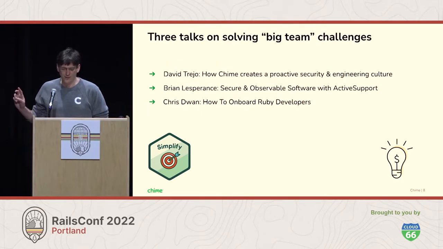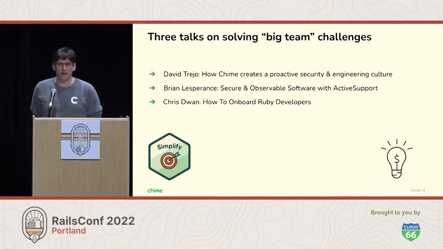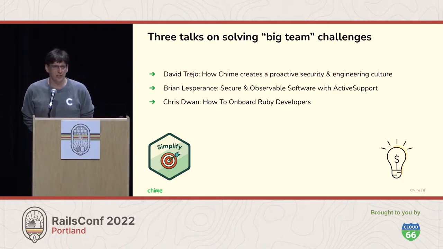But I also want to introduce three people who are going to be talking about some of our big team challenges. We have David Trejo, who's going to talk about how Chime creates a proactive security and engineering culture in the face of this rapid growth. Brian Lesperance is going to talk about observability, which is important on a complex, multifaceted system, and also using active support so that each team doesn't have to reinvent the wheel.